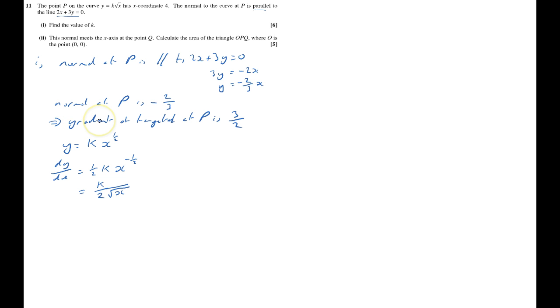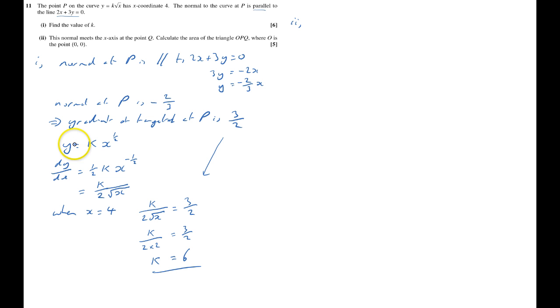And we said that when x equals 4, the gradient, k over 2 root x, equals 3/2. And now we can do it. X is 4, so k over 2 times the square root of 4, which is 2, equals 3/2. So k equals, times both sides by 4, that will be 6. So k equals 6. Found the first part.